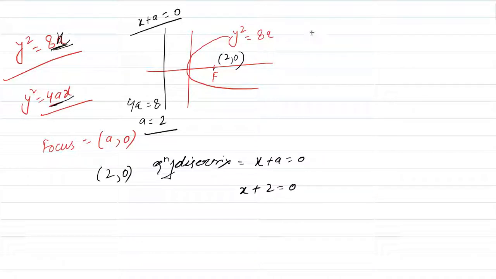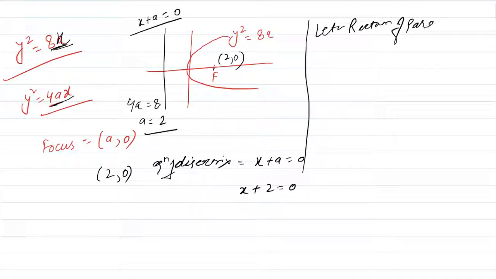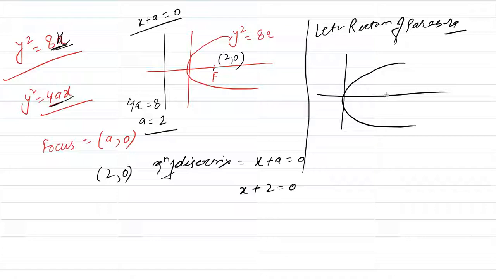Now the last point is the latus rectum. The latus rectum of a parabola is a line which passes through the focus, and is perpendicular to the axis, and cuts the parabola at 2 points. Such a line passes through the focus and its end points lie on the parabola. This line segment is known as the latus rectum.